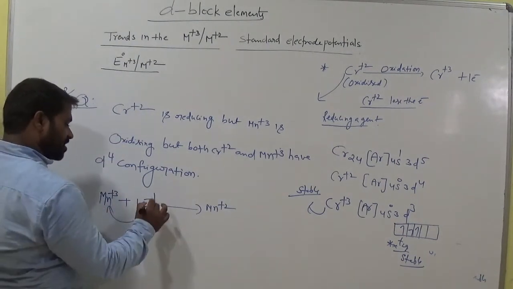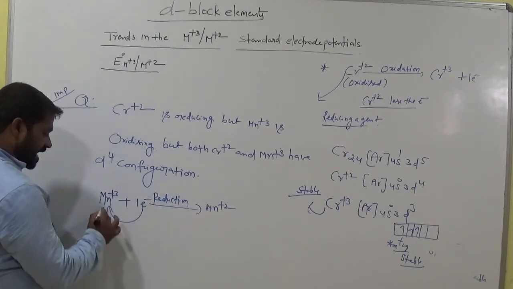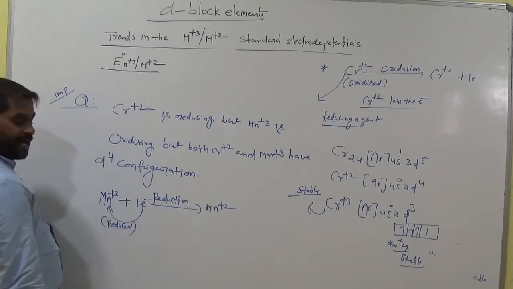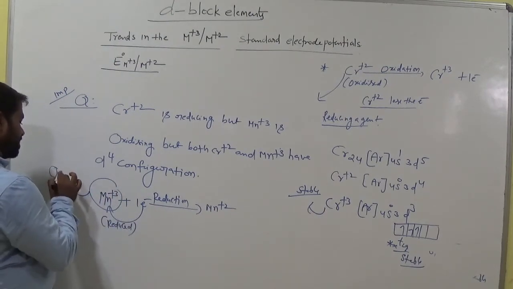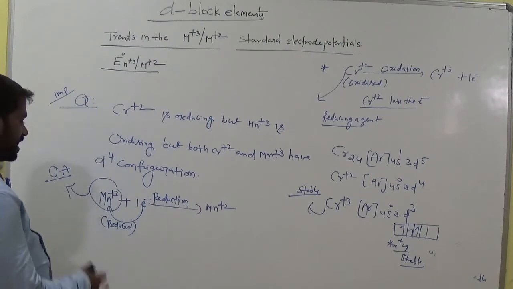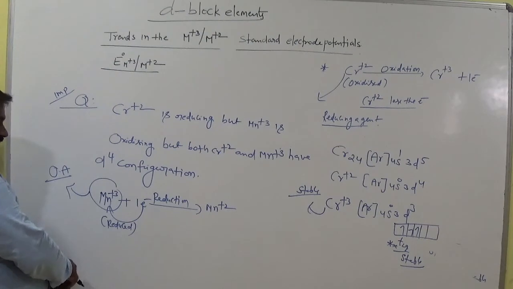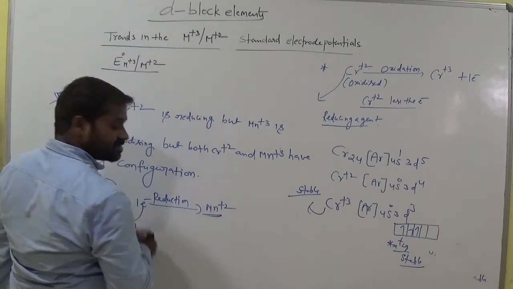So gaining of electron is called reduction. So it gained an electron means it is reduced. Gaining of electron, then it becomes a good oxidizing agent. Already we discussed that. So Mn plus 3 gains 1 electron, it becomes Mn plus 2. Am I right?